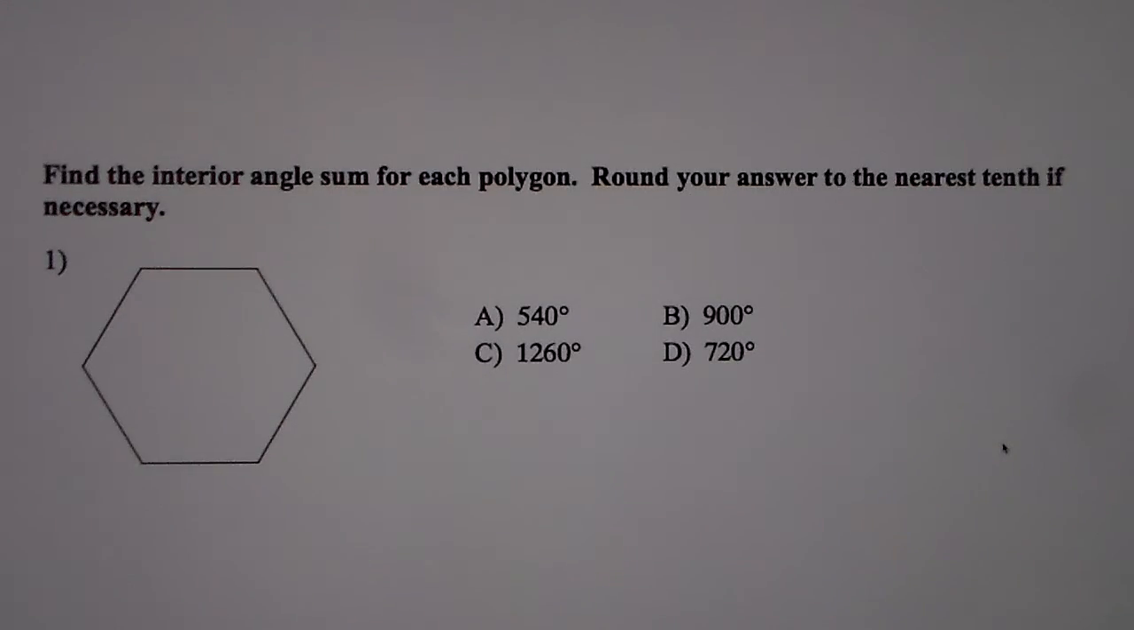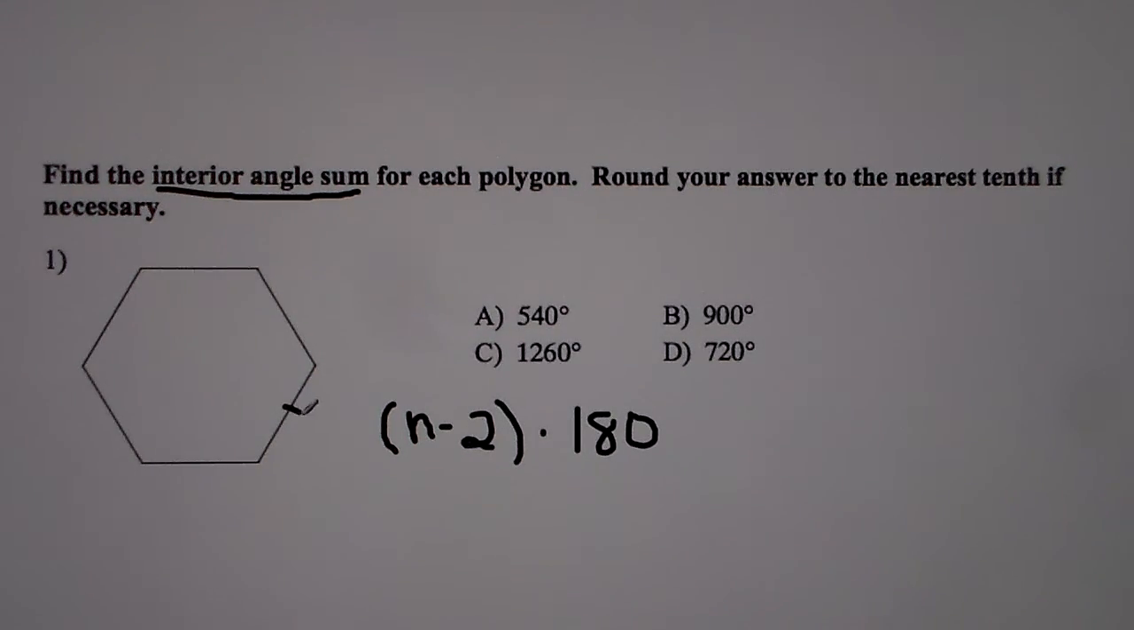Find the interior angle sum for each polygon. Round your answer to the nearest tenth if necessary. To find the interior angle sum, those are the key words there, we want to know what is the total amount of degrees on the inside of this polygon. To do that, we use the formula n minus 2 times 180, where n stands for the number of sides.